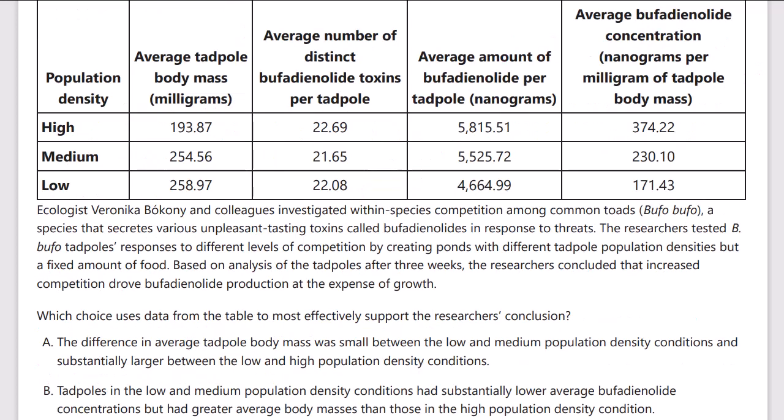Let's read this one. Which choice uses data from the table to most effectively support the researcher's conclusion? So it's strengthen or weaken using data from the table. And we have to figure out what conclusion we need to support. So let's go ahead and read this.